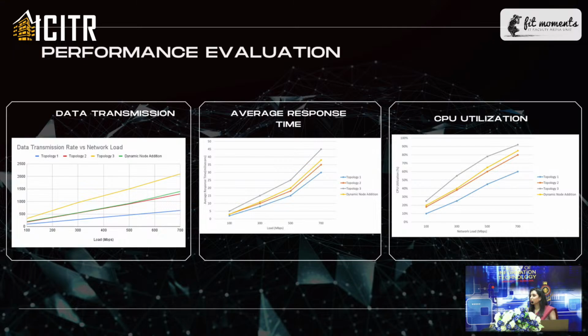Any conclusion about these two graphs? Yes, sir. In the second graph, at 100 Mbps it shows a 3 millisecond latency, and 700 Mbps is like 38 milliseconds latency. Yes, at a particular time it will increase.